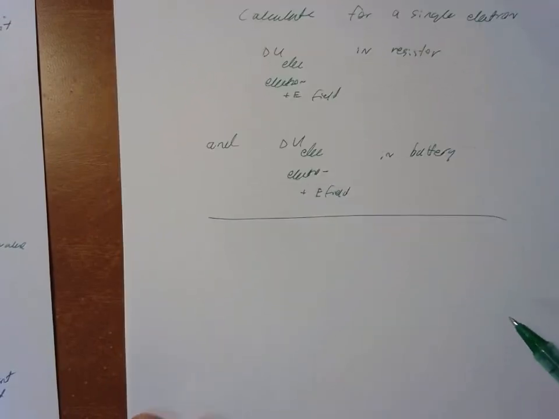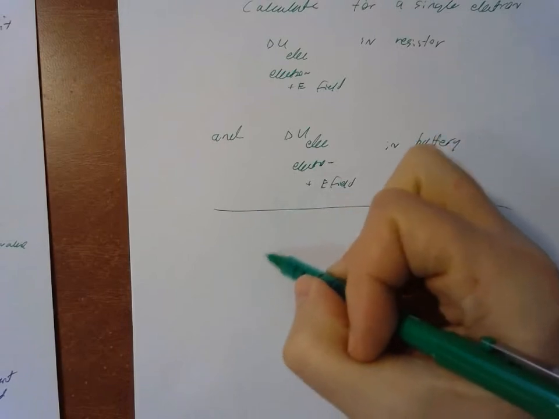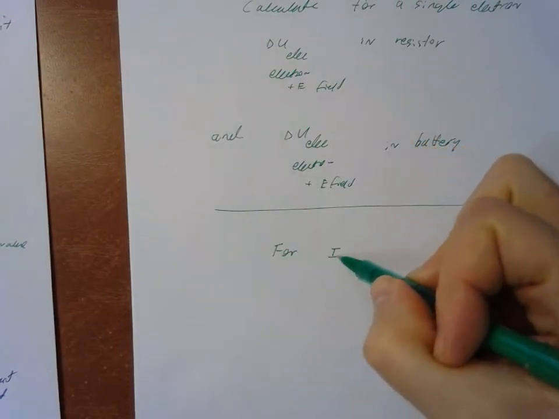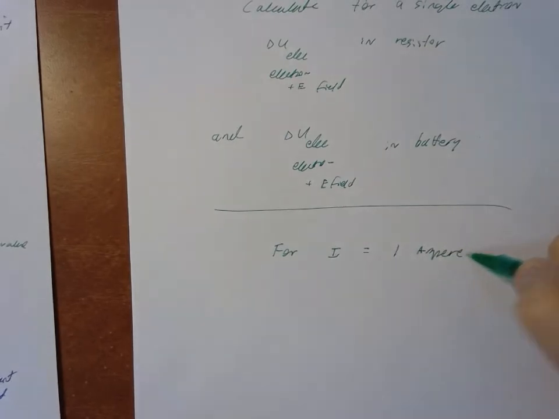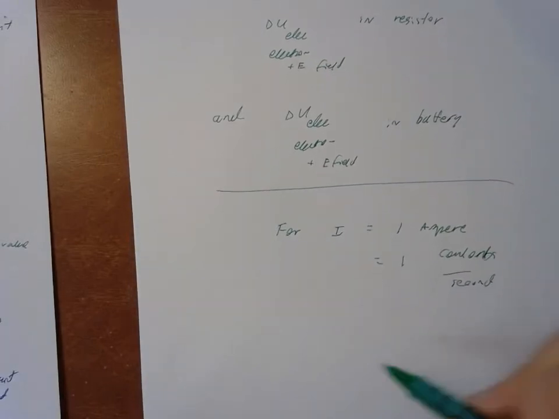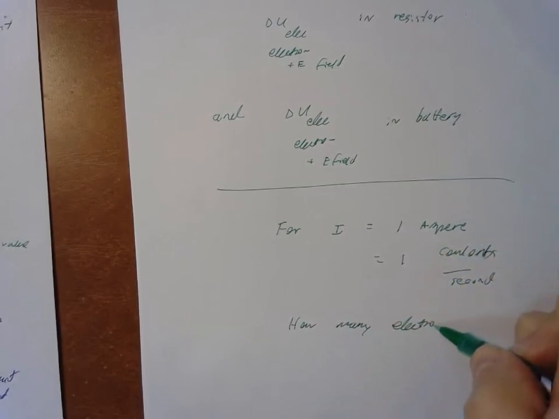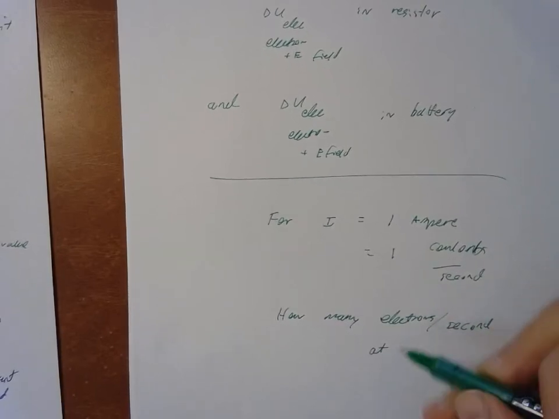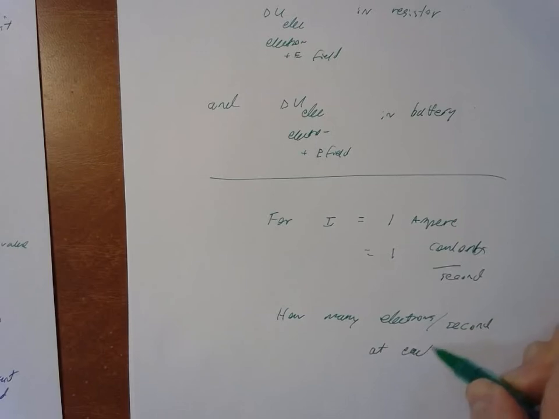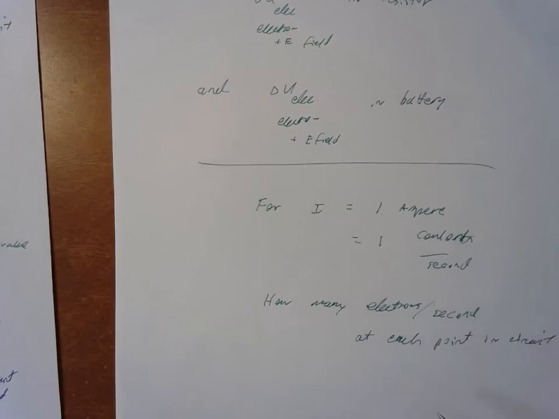All right? Then the other thing I want you to do is think about, for a current of 1 ampere, which is 1 coulomb per second, I want you to figure out how many electrons per second are passing each point in the circuit that we just showed. All right, so you could figure that out. How many electrons per second are passing each point?